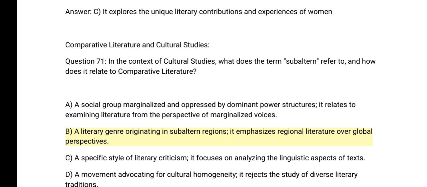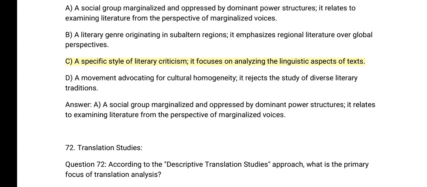B. A literary genre originating in subaltern regions. It emphasizes regional literature over global perspectives. C. A specific style of literary criticism. It focuses on analyzing the linguistic aspects of texts. D. A movement advocating for cultural homogeneity. It rejects the study of diverse literary traditions. Answer: A. A social group marginalized and oppressed by dominant power structures. It relates to examining literature from the perspective of marginalized voices.